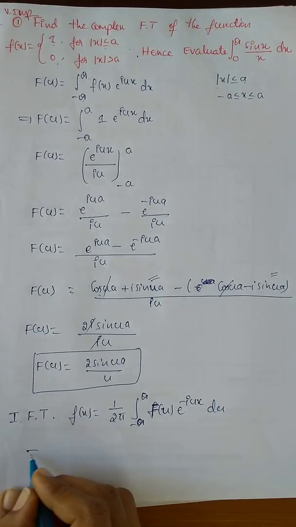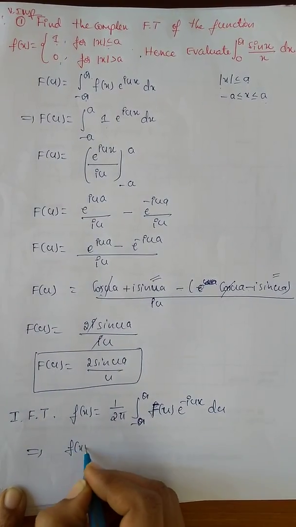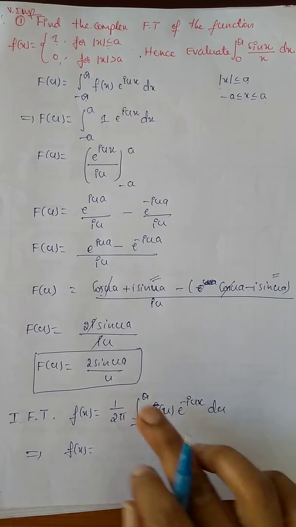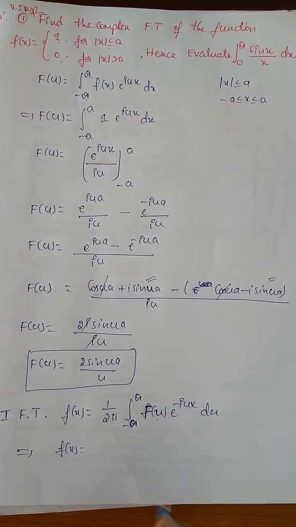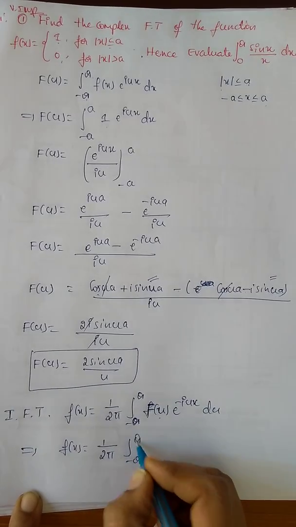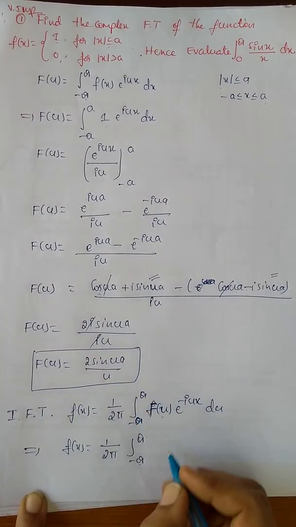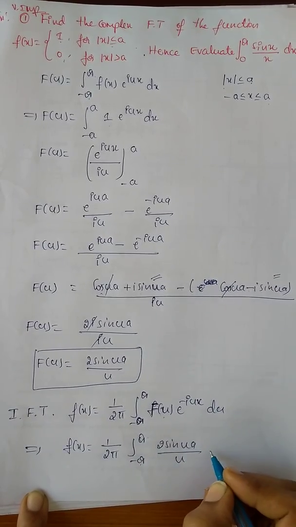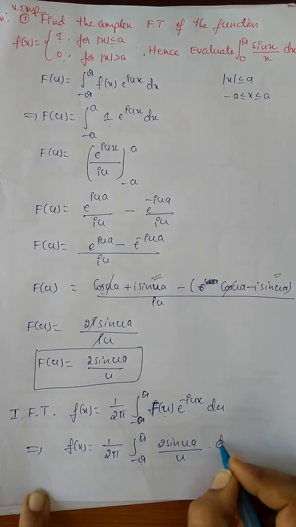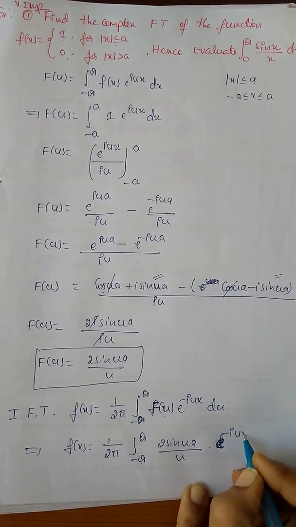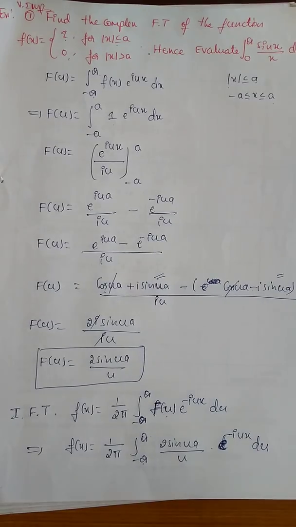Okay, next step is f of x is equal to, substitute the F of u term. F of u is nothing but what? The Fourier transform. We got the Fourier transform answer, substitute here. So 1 by 2 pi, integral from minus infinity to plus infinity, F of u we got 2 sin ua by u, into what? Into e to the power of minus iux into du.